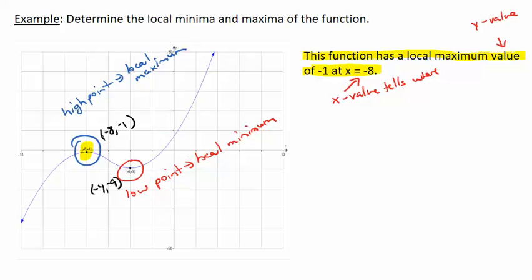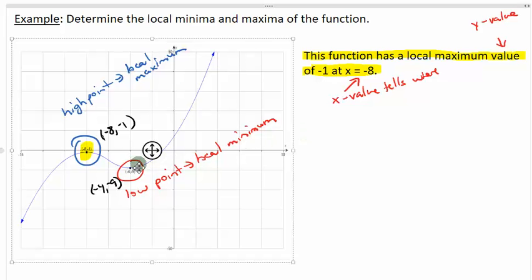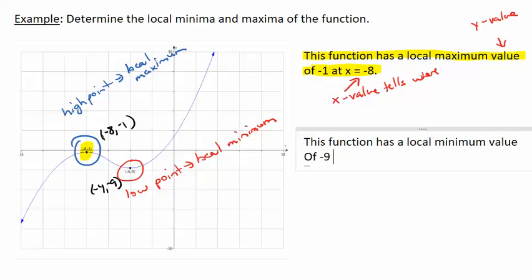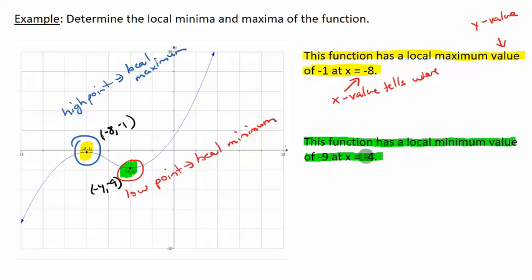Okay? So let's say the same thing with the other point. This function has a local minimum value of -9 at x equals -4. And so of course that corresponds to this point here. The value is the y value, and it happens at the x value of -4.